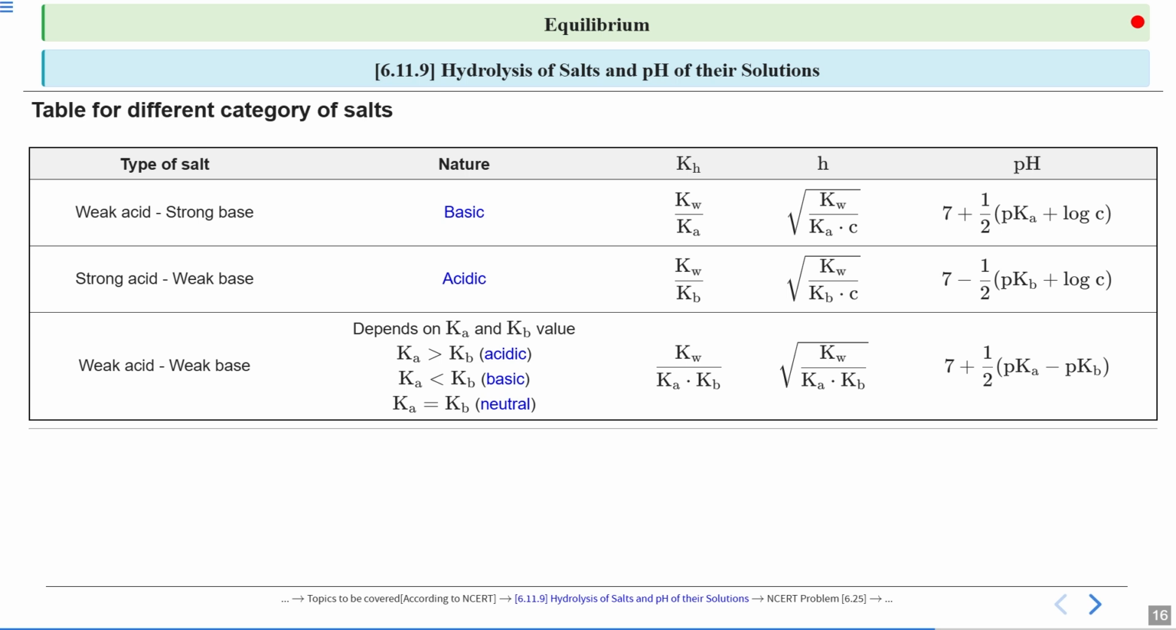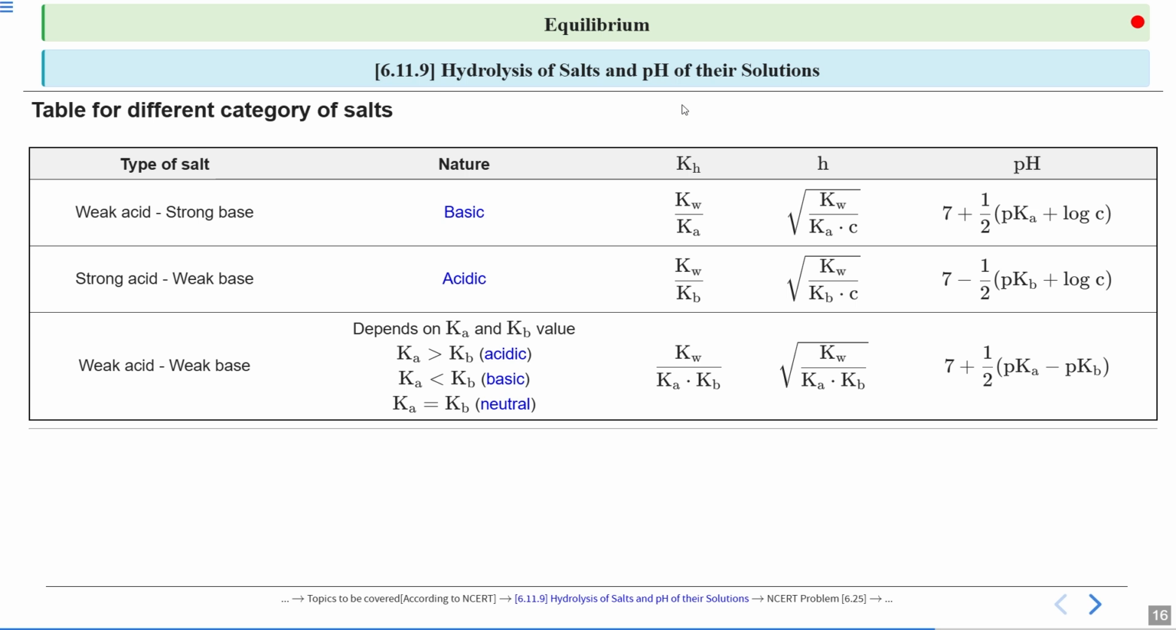And what about pH? You can remember this in this way. We know that the nature of the first solution, which is weak acid and strong base, is a basic one. So the pH is greater than 7, so we are writing 7 plus, meaning greater than 7. If it is a strong acid, that means the solution is acidic, so the pH will be less than 7, so we will write 7 minus. I hope you are getting the tricky part here.